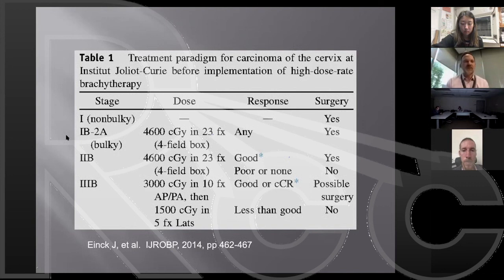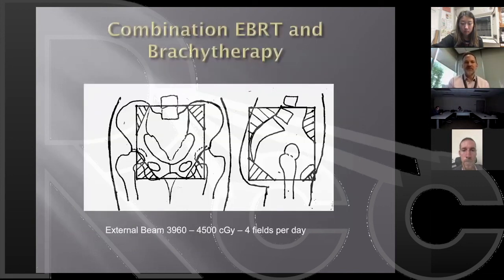This is a beam that I'm talking about that I think is still very commonly delivered in the United States and probably throughout the world. It's a four-field whole pelvis approach with blocks or multi-leaf collimators that look this shape. Very important to include the sacral nodes, at least down to the bottom of S3, and bring the fields anterior enough so that you encompass both your external iliac and internal iliac lymph nodes. Certainly, if the lower vagina is involved, one would have to change the field to encompass groin nodes in this location here. Generally, patients receive 3960 centigray to 4,500 centigray, and we generally treat all four fields.